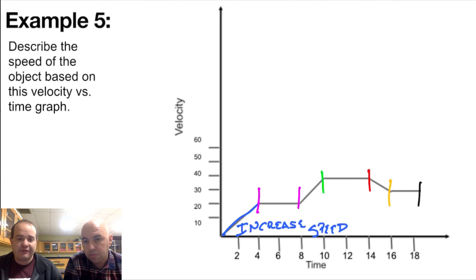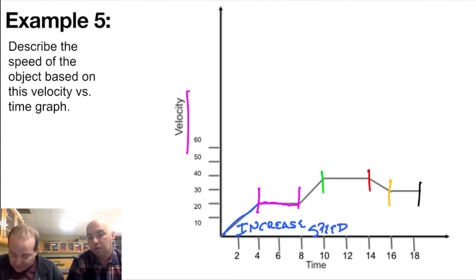For that first part I did in blue, it's definitely just increasing its speed. So we are accelerating during that time because, again, this is a velocity versus time graph. Velocity's going up. What do we get if it's horizontal in a velocity versus time graph? That means the velocity is staying the same, so it's going at a constant speed. And then we speed up again from 6 to 10 seconds.